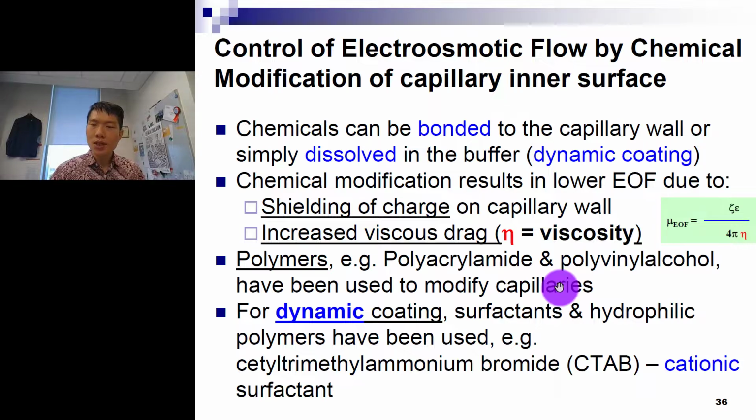And you see that by doing this modification, we can also allow the inner wall of the capillary to have some of these non-polar properties, right? So for dynamic coating, surfactants and hydrophilic polymers have been used. So the CTAB is one of them, which is a cationic surfactant, cetyl trimethyl ammonium bromide.